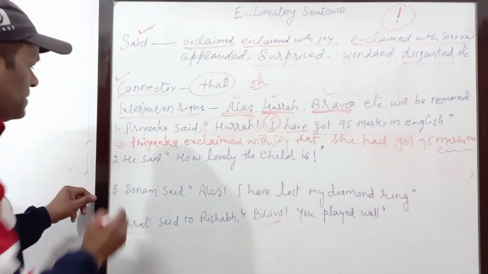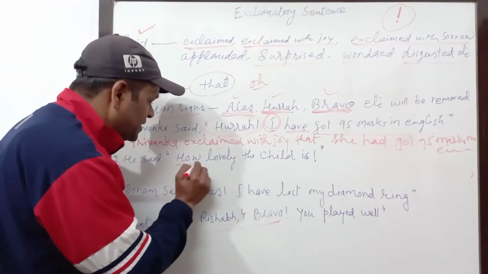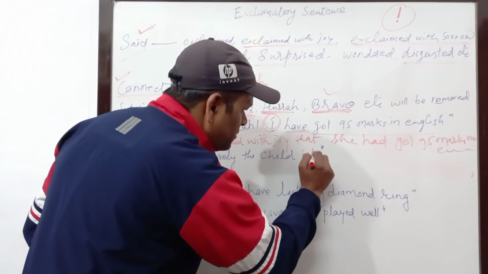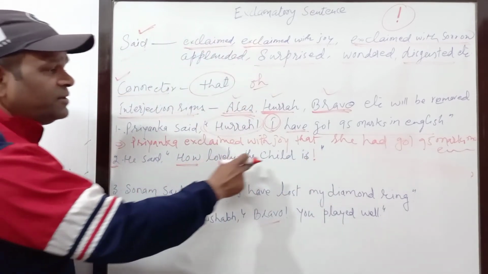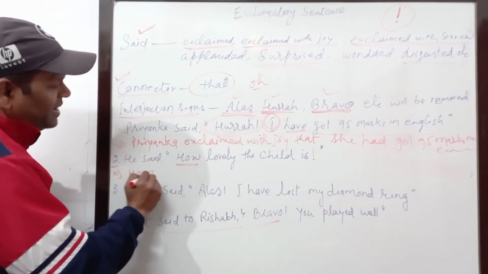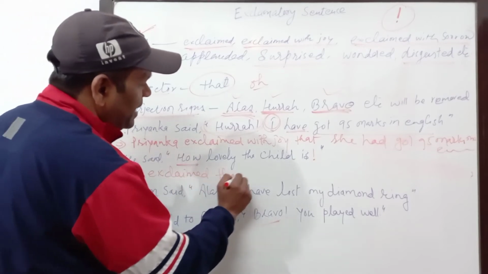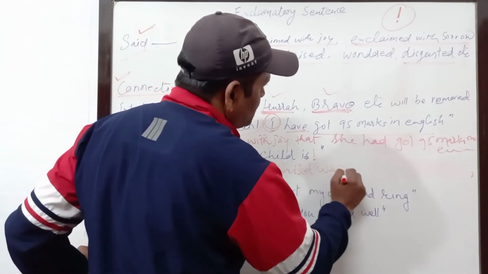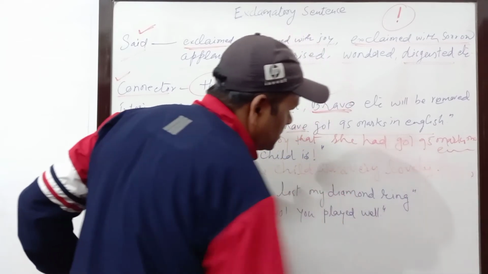Now comes the second example. He said, how lovely the child is. The sentence starts with HOW. Don't think it is a question. No. Because there you check, the sign of interjection is there. Yes, here it is. He said, how lovely the child is. Now see the change. He exclaimed, that's it. Nothing special. He exclaimed that the child was very lovely. It's over.